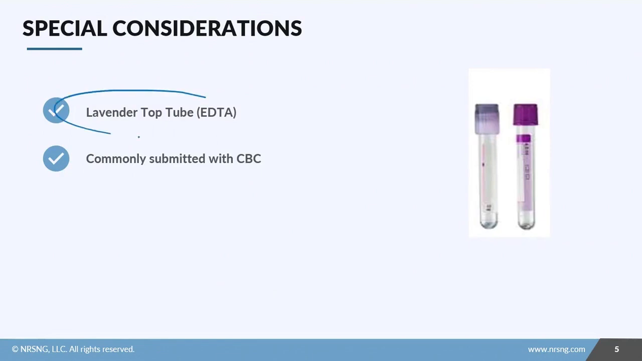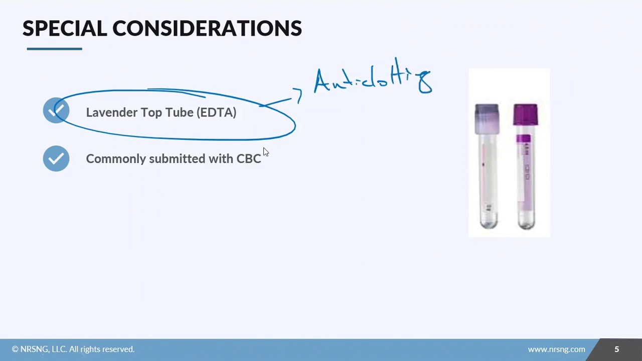Well, you're going to submit them in a lavender top tube, and it's got the EDTA in it, which is the anti-clotting additive. Very commonly, it's going to be submitted with your entire CBC, which is going to give you things like your red blood cells, your hemoglobin, your hematocrit, and even your platelets. The biggest thing when you get your CBC is you're going to see if you have a differential that's going to give you a breakdown of those numbers.